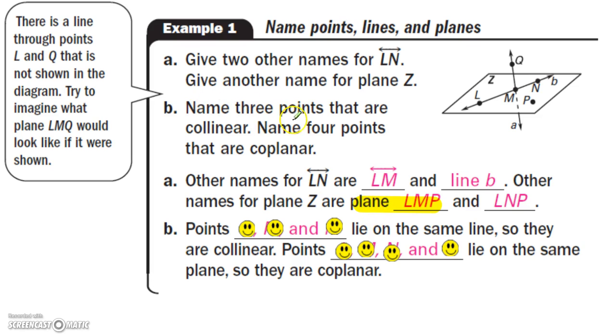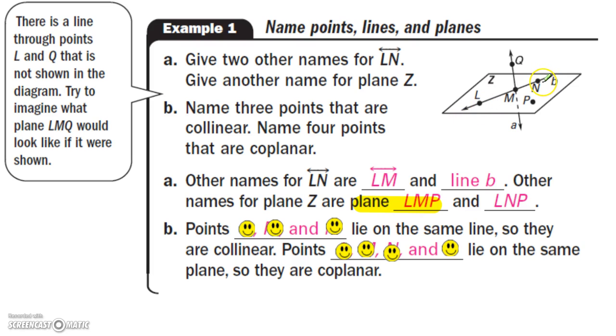B. Name 3 points that are collinear, and then name 4 points that are coplanar. Co, meaning with or together, in plane, so they're on or in the same plane. So let's go back to here. Name 3 points that are collinear. Can you name 3 points?